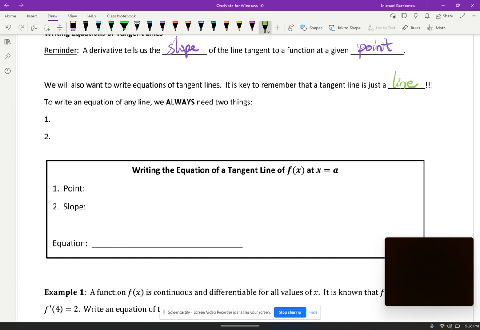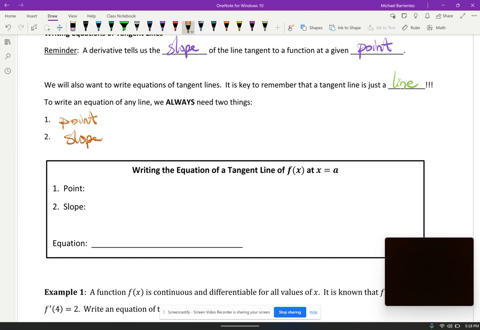So therefore, going back to Algebra 1, you talked about two different things you need in order to create an equation of a line. You're always going to need a point, and you're always going to need a slope. If you know those two things, you can create the equation of the line.